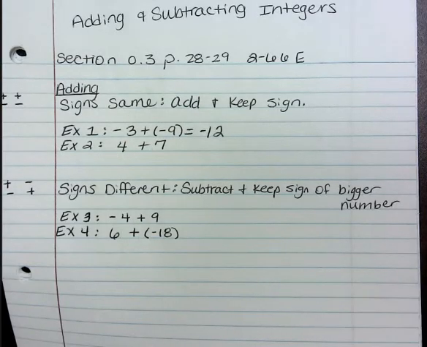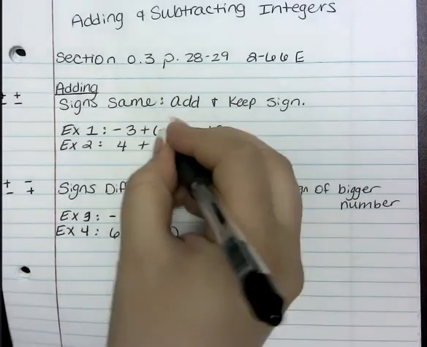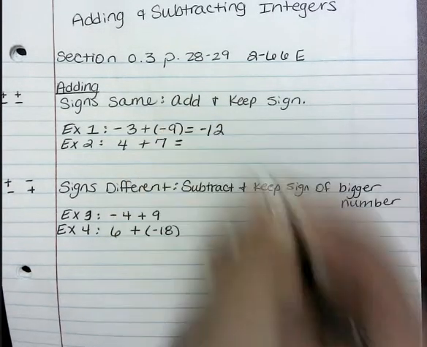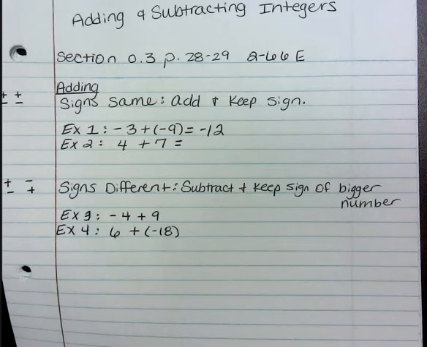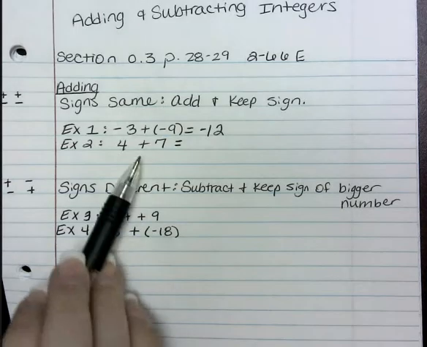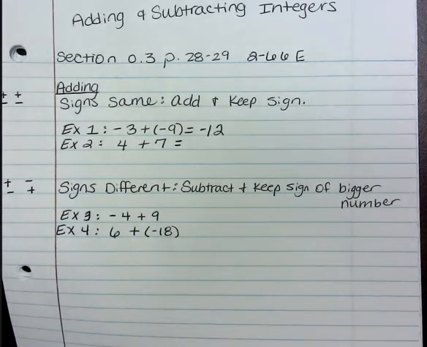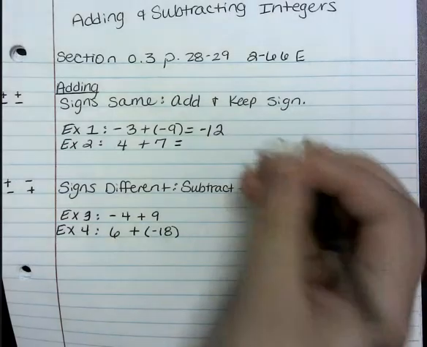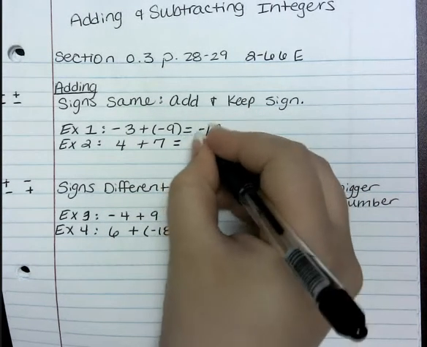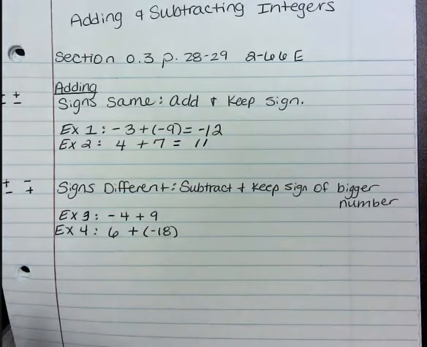So now let's look at the next example, which should be very familiar to you guys. A 4 plus 7, a positive plus a positive. So they're the same sign and you're adding. So that means you add those two numbers together. So 4 plus 7 is 11. And it would be positive because both of those numbers were already positive.